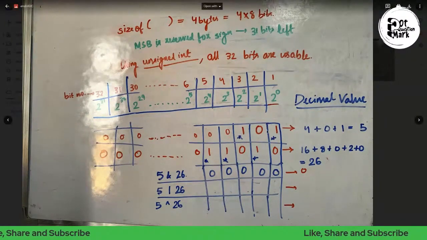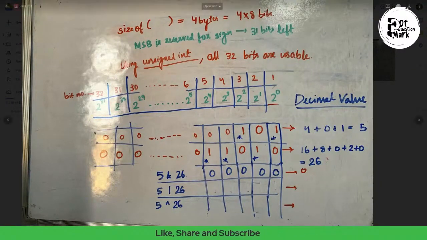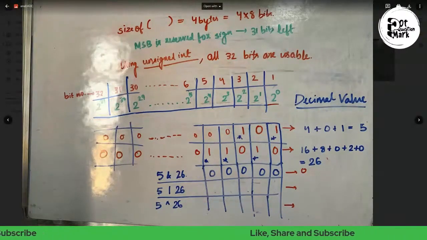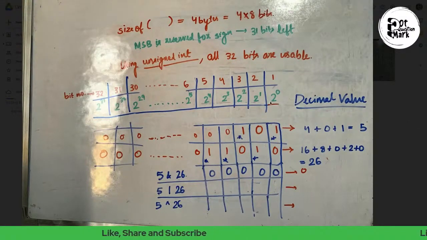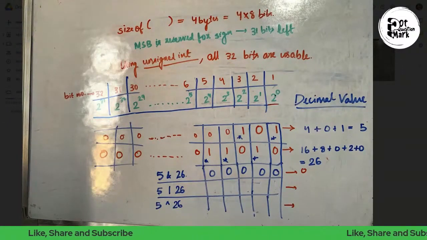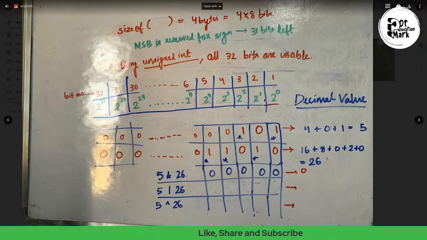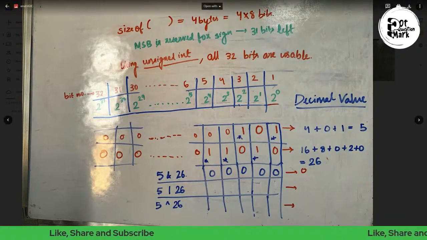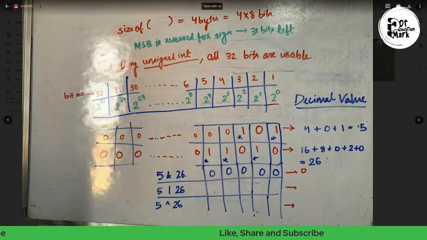If this is my binary number 101, for now just forget about all the preceding zeros. Just look at this 101. We know that its decimal equivalent is 4 plus 0 plus 1. Here is a 1, so I need to consider this value and add it. 2 raised to the power 0 is 1, so here is a 1. Then here's a 0, so I don't need to consider this. Then here is a 1, so I need to consider 2 raised to the power 2, which is 4. So that's why 4 plus 0 plus 1 gives us 5.